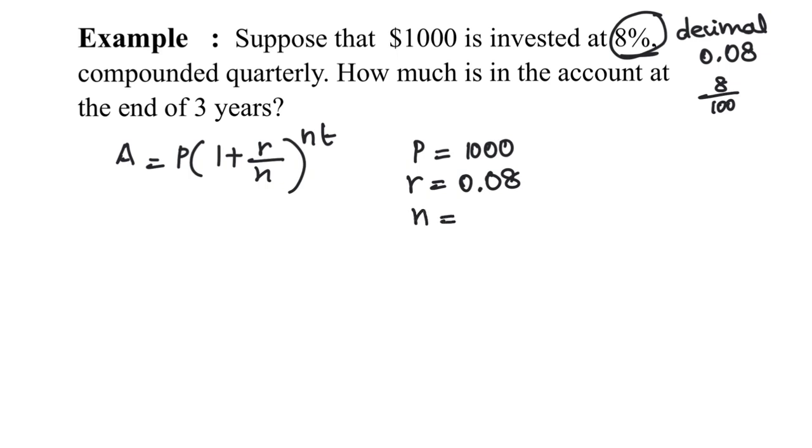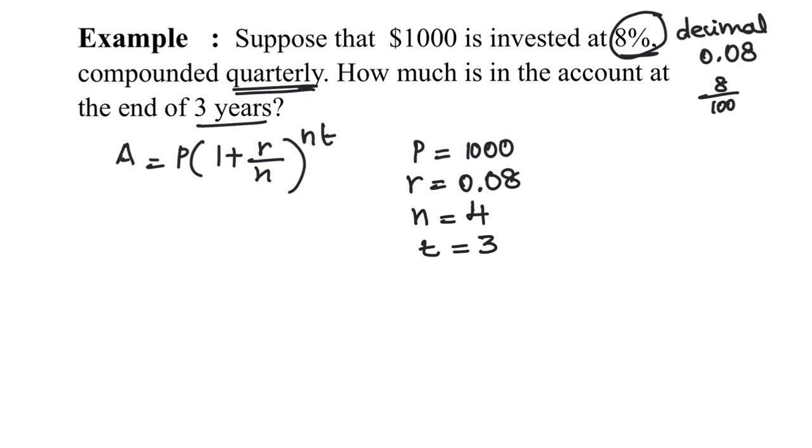n is the number of times it is compounded. So here it is compounded quarterly. Quarterly means there are 4 quarters. So n equals 4. Then t is the time in years. So 3 years. So t is 3.